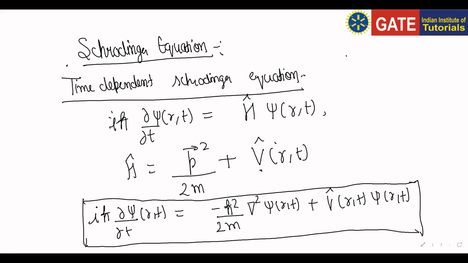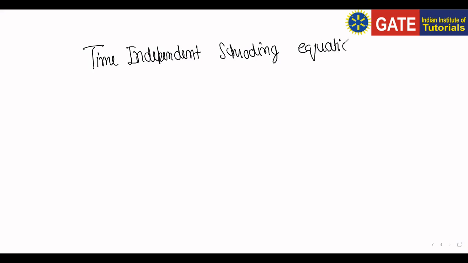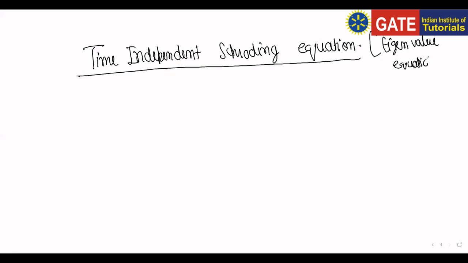Now, this is the time dependent Schrodinger equation because time is involved. What if time is not involved? The meaning of the time independent Schrodinger equation is an eigenvalue equation. It gives stationary states. It's an eigenvalue equation, and the eigenstates will be eigenstates, eigenvectors of the Hamiltonian.